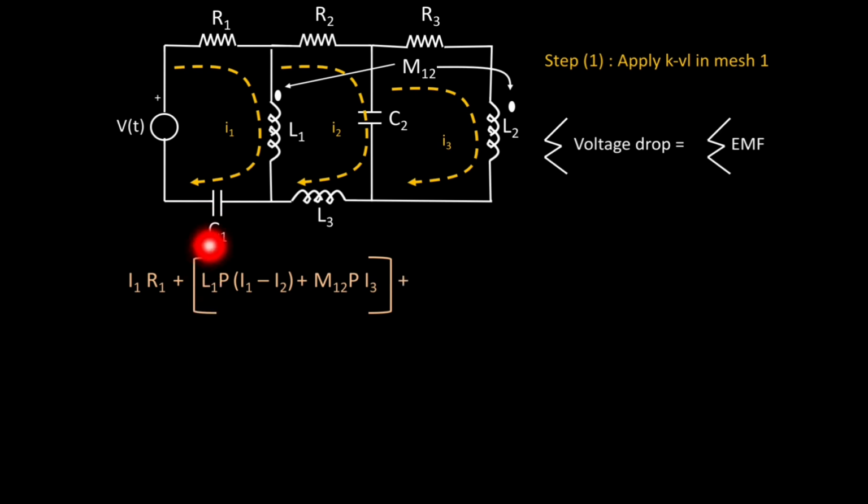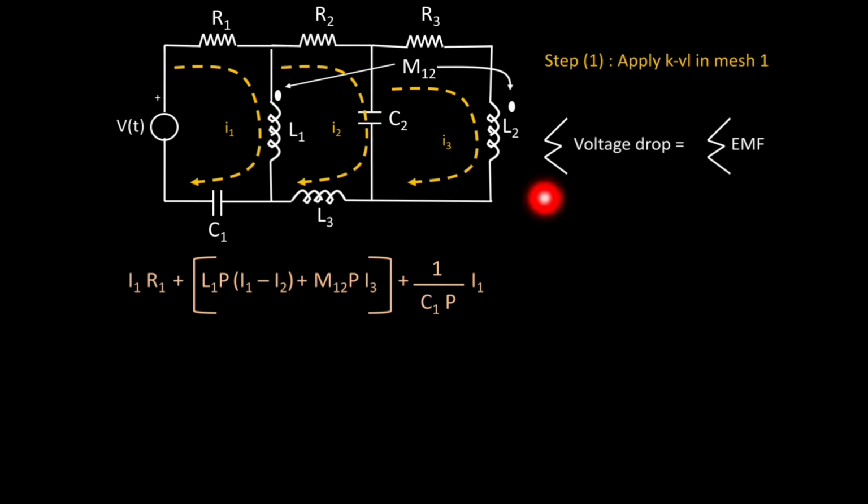Now we have to write down the equation for voltage drop through this C1. So C1 is the farad, so ohmic value will be 1 upon C1P, and which current is flowing through this C1? That is I1. So 1 upon C1P into I1. So this is all the voltage drop, summation of all voltage drop. Now we will put the is equal to sign.